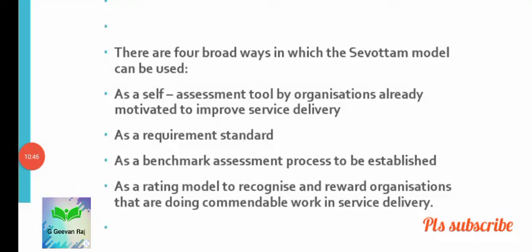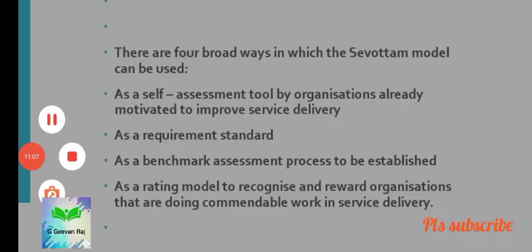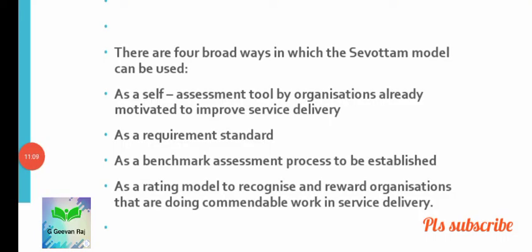The second point is as a requirement standard. In the 7 steps of the Sevattom framework, we have already discussed that the second step is to set the standards of the quality of the services that the organization is going to deliver. So, the Sevattom model helps the organization to set a standard of the quality of the services that they will be providing to the citizen. That is the second benefit. This model will be able to provide a benchmark for the organization to achieve.